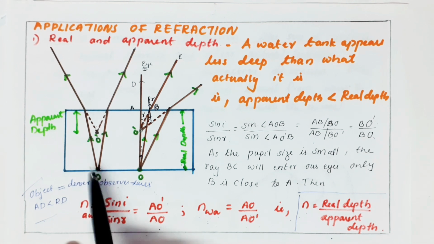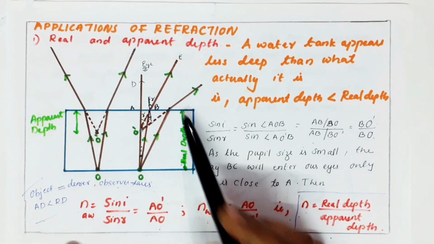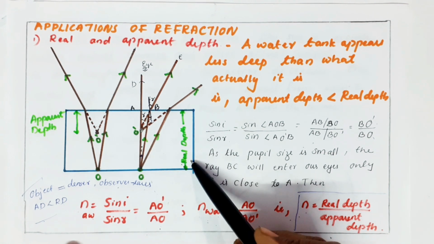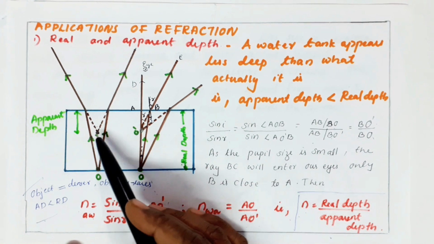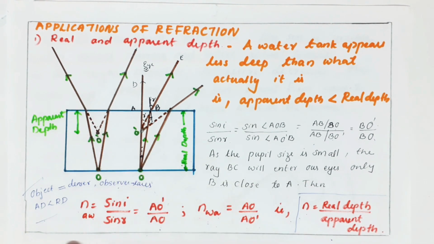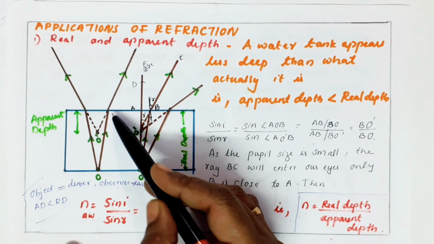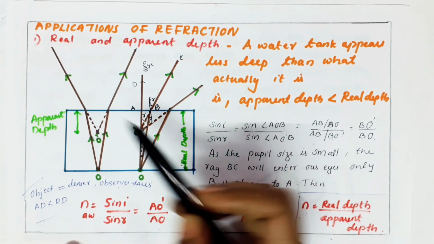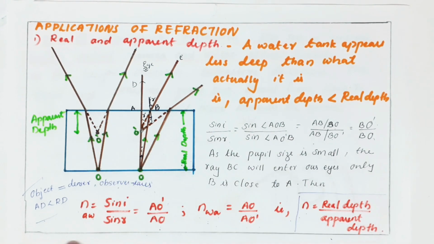So the distance from the top of the tank to the bottom is called the real depth. But due to refraction, I feel the object is here. So this distance is called the apparent depth. So the actual distance is called the real depth, and where we feel it is, that is called the apparent depth.